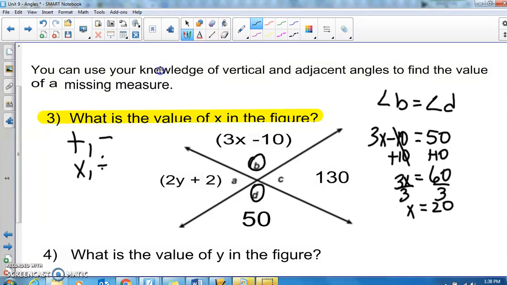All right, so I can check my work here. If I know x equals 20, I can substitute that 20 for x in angle B. 3 times 20 is 60. 60 minus 10 equals 50.